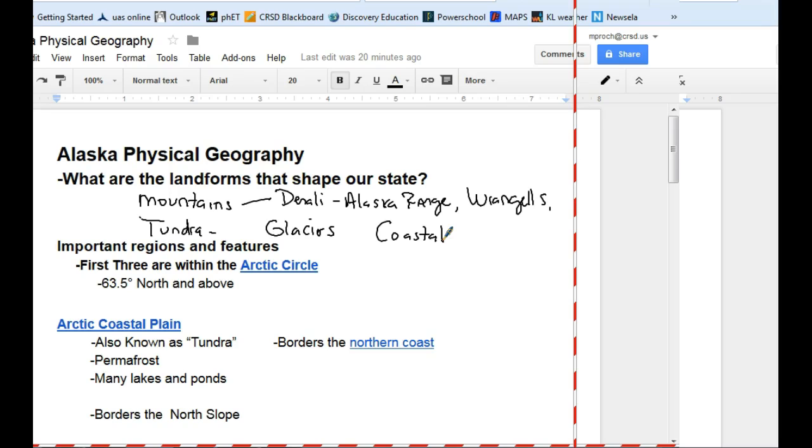One thing I want you to remember is about where we are. A lot of times we live here, we don't really think about where we are in relationship to the rest of the world. But we have a huge connection to something called the Arctic Circle. And the Arctic Circle is 63.5 degrees north latitude and above.